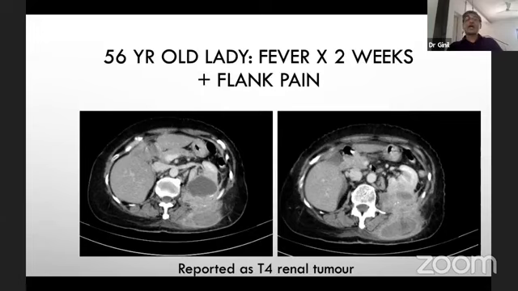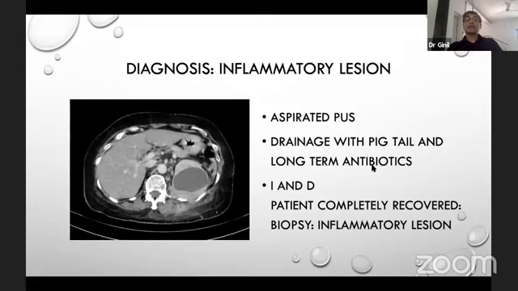Since she had a history of fever 2 weeks back, we thought of putting in a needle and we aspirated pus. A drainage was done with a pigtail. Long-term antibiotic was started, but again she had to have an intervention, and the biopsy came as inflammatory lesion. So this is the importance of biopsy. Even though it is not recommended routinely, in a doubtful lesion, we have to.